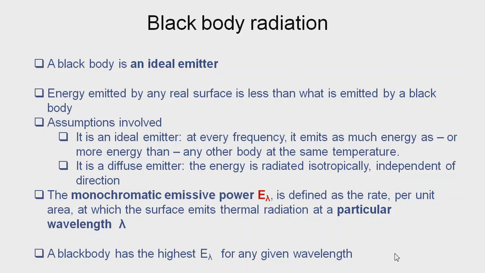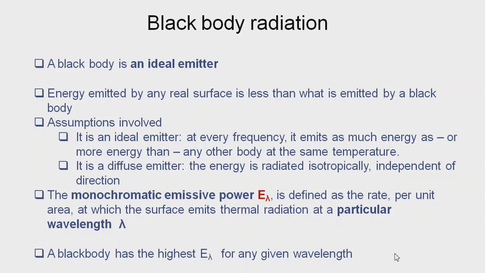Now, black body radiation. For studying radiation heat transfer, first of all, we have to take some assumptions. The basic assumption is that the body which is radiating heat is a black body. What is a black body? A black body is an ideal emitter, meaning energy emitted by any real surface is less than what is emitted by a black body.